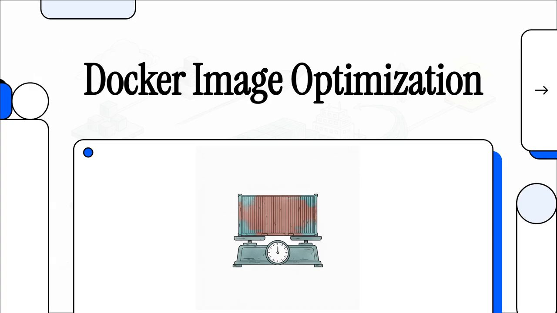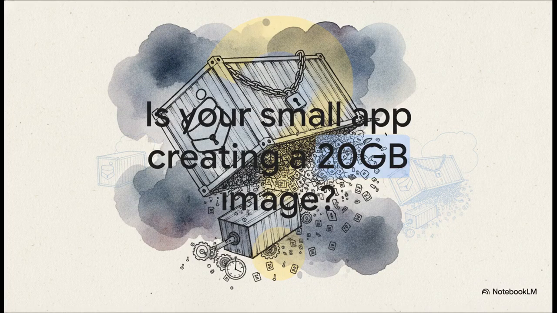modern developers. So I want you to ask yourself right now, is your perfectly optimized tiny little app secretly generating a massive, slow 20 gigabyte Docker image? Because honestly, it happens way more often than you'd think.